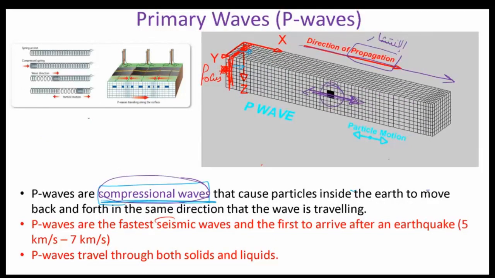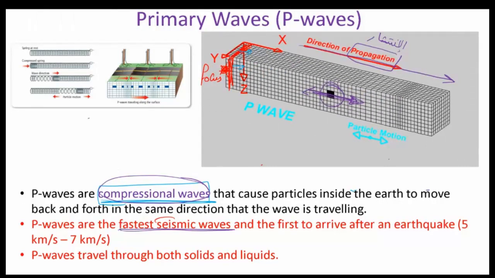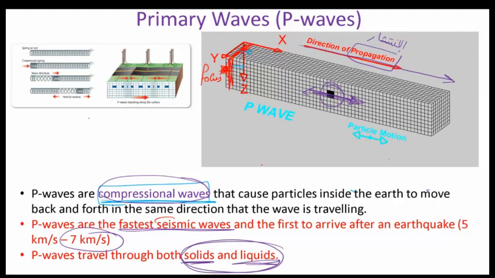These P waves are the fastest seismic waves. They are the fast waves, fastest. They can reach a speed of 7 kilometers per second. And they can travel through solids or liquids.